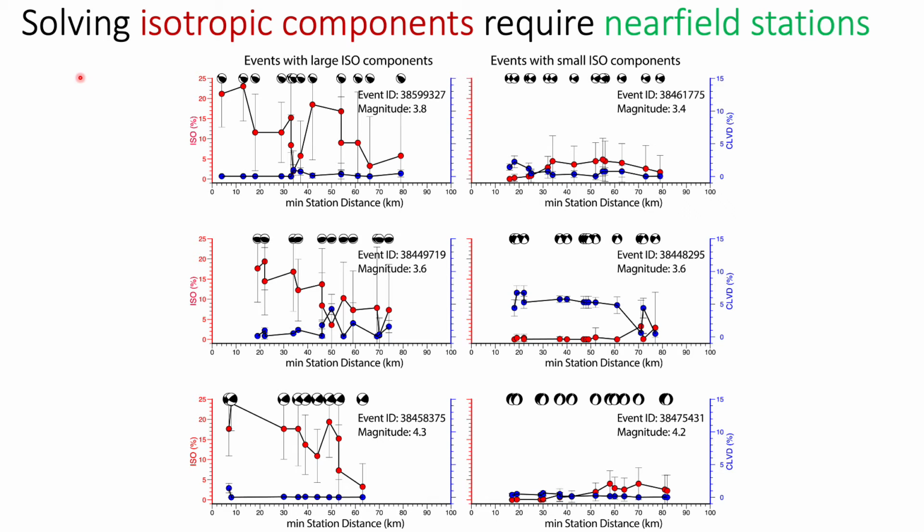To evaluate the effect of near-field data, we choose three events with the largest isotropic components and the smallest isotropic components. We perform a set of inversions by gradually removing the data from near-field stations. The X-axis shows the minimum station distance cutoff. The Y-axis shows the percentage of isotropic and CLVD components. When we gradually remove the near-field data, the solved isotropic components decrease while the solved CLVD components do not change a lot. This suggests the necessity of using near-field stations for understanding earthquake rupture processes.